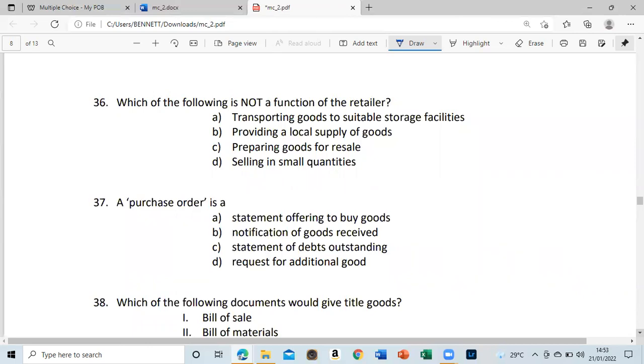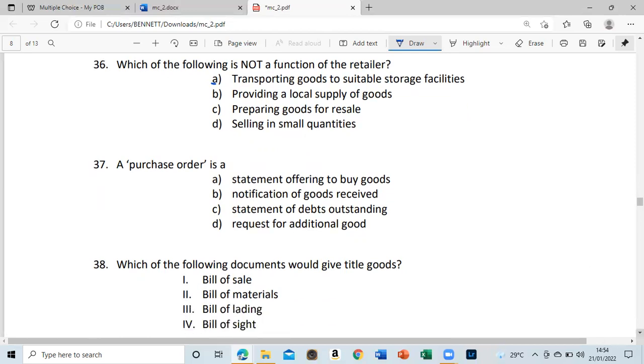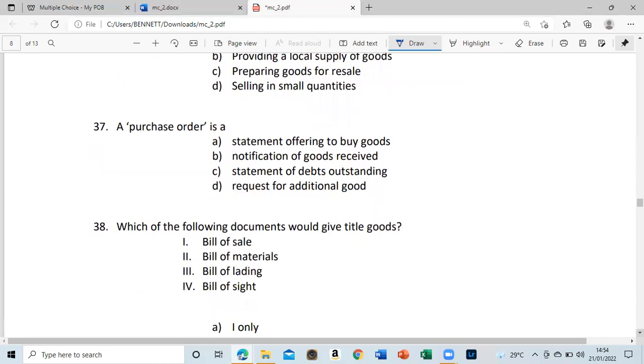Which of the following is not a function of the retailer? A, transportation of goods, suitable storage facility. B, providing a local supply of goods. C, preparing goods for resale. And D, selling in small quantities. And 36 would be A, transportation of goods, suitable storage facility. That's the wholesaler.